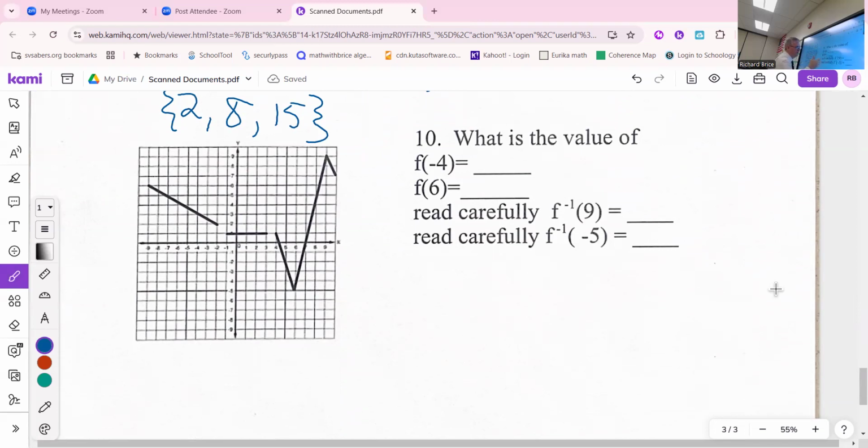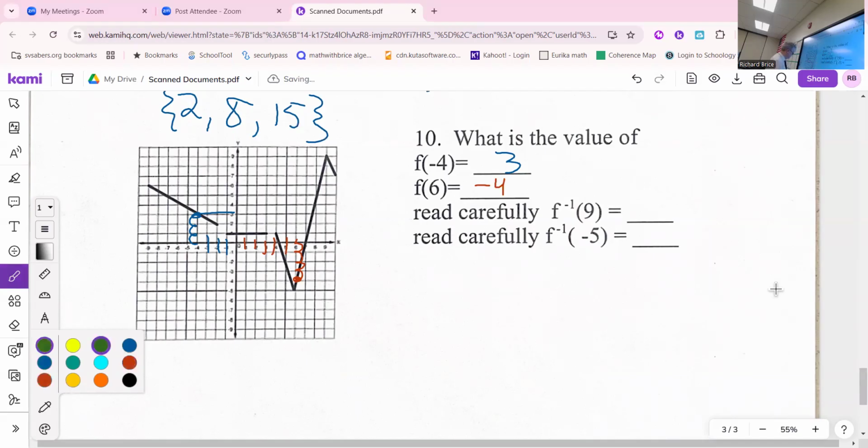Okay, notice there's no inverse here. This is just the flat value of -4. -1, -2, -3, -4. I go up 1, 2, 3. It's 3 high. See how I showed my work? The function value of 6. 1, 2, 3, 4, 5, 6. I go down 1, 2, 3, 4 to the curve. I went down 4 to the curve.